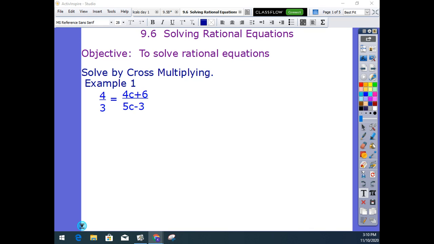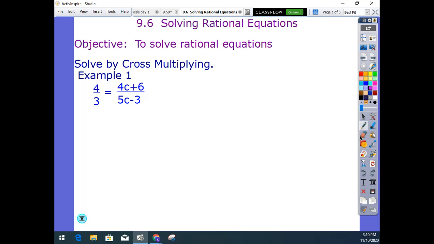Okay, so solving rational equations can look one of two ways. The first one I want to talk about looks like a proportion. If you remember what proportions are, if you have one fraction equals another fraction.